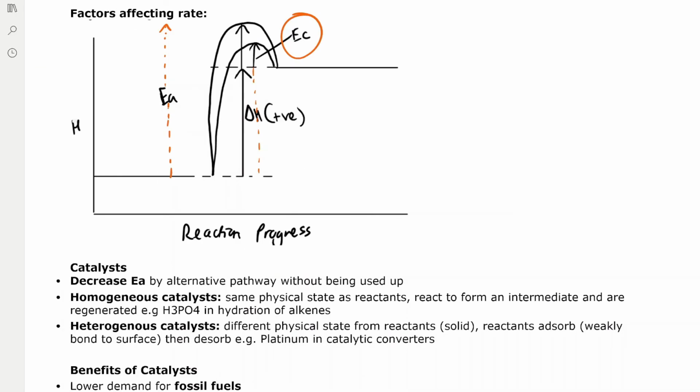So there are some important factors affecting the rate of reaction. We've got catalysts. As you can see in this diagram, the activation energy in the presence of a catalyst is decreased, because catalysts provide an alternative reaction pathway without themselves being used up.